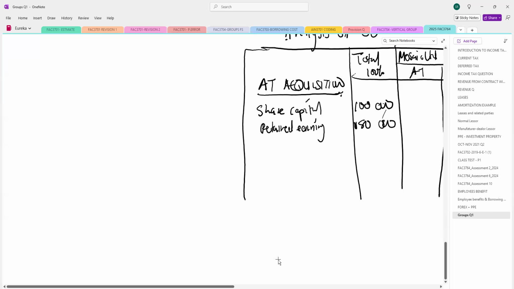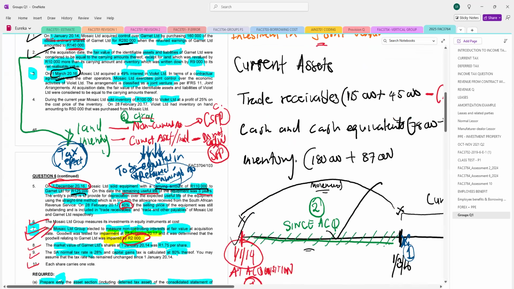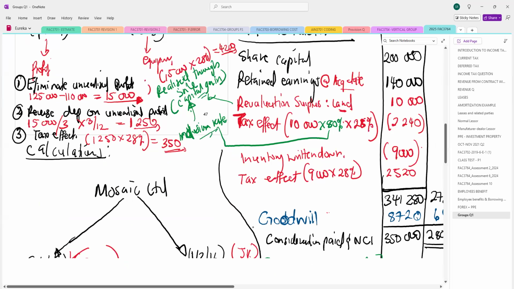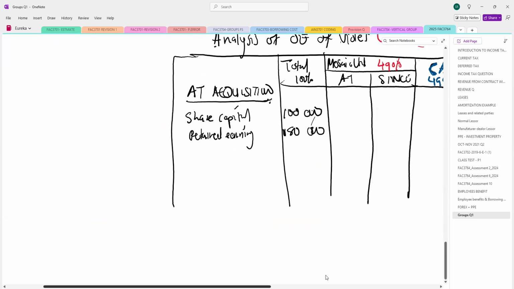Okay, let's see if there was any adjustment at that date. We dealt with number 3 already. Then number 4 talks about during the year, so it does not affect us at acquisition. This was also done. So those are the only things that we actually have. There were no adjustments whatsoever on that. So we're going to find our total.